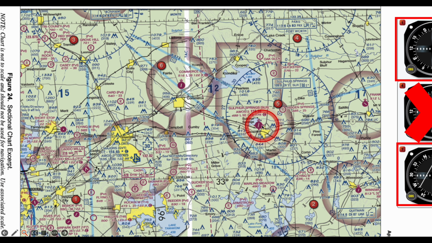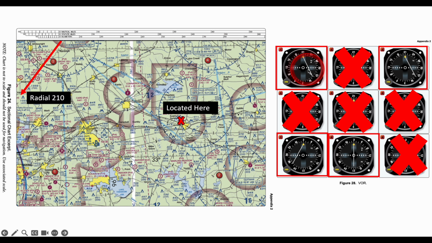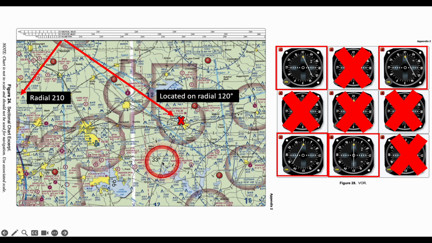So it says we're over Sulphur Springs. So your airplane is right here. And the VOR we're using is right here, the bottom VOR. Based off the answer choices, you can see that we're either on the 210 or the 030 radial from this VOR. So here's the 210 radial, and the 030 radial would be off the chart here. But you're located here. So the airplane itself is on the 120 radial from the bottom VOR.